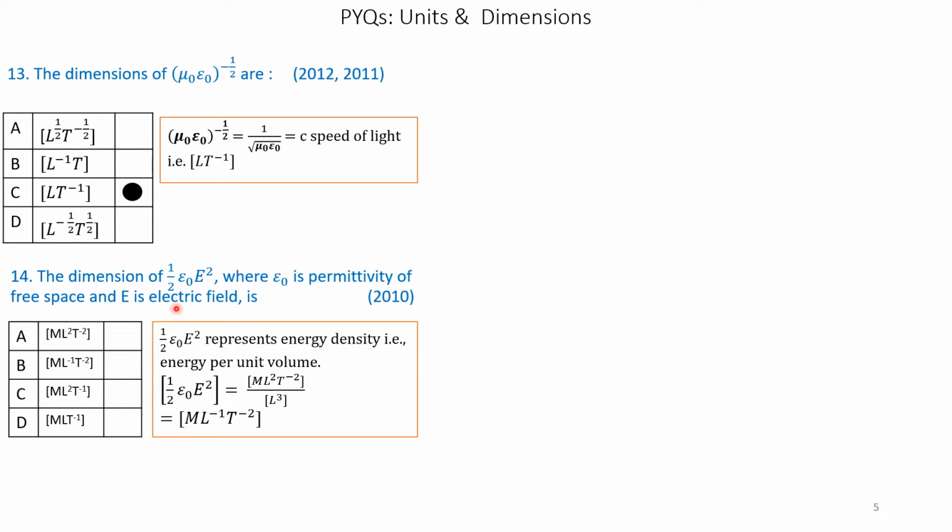Question number 40. The dimensions of half epsilon naught E square, where epsilon naught is the permittivity of free space and E is the electric field, are given by, for choice A, M L square T to the power of minus 2, option B, M L to the power of minus 1 T to the power of minus 2, option C, M L square T to the power of minus 1, and option D is M L T to the power of minus 1.